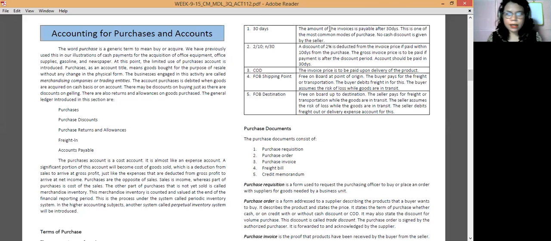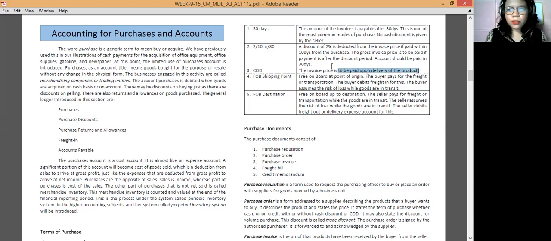Okay? So, proceed tayo. Next is 2 over 10 and N30. Yun nga, na-discuss na natin to kanina. Tayo naman yung clients ng mga supplier. So, kung gusto mo maka-avail ng discounts, pwede ka magbayad within 10 days. Pero kung hindi mo kayang bayaran within 10 days, okay lang na hindi mo i-avail yung discount, so babayaran mo siya within 30 days. Okay? So, COD, the invoice price is to be paid upon delivery of the product.